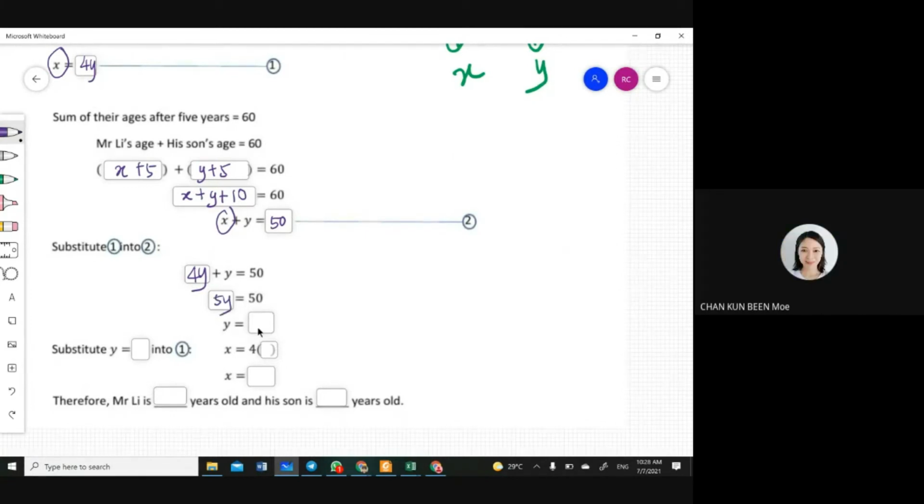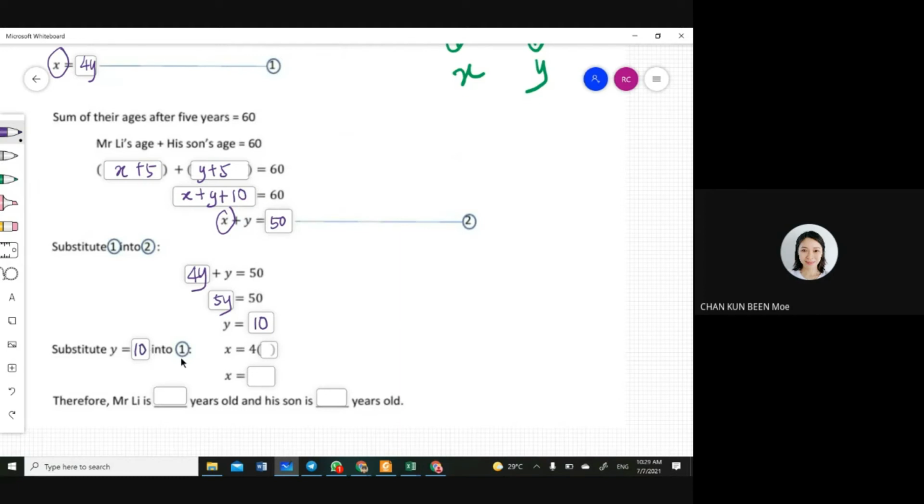So 5y equal to 50. Y is equal to 10. Very good. So now we have this already. You just substitute the y equal to what into 1? Y equal to what here? 10. Yeah, it's from the previous line. The y equal to 10. Then you just copy down.